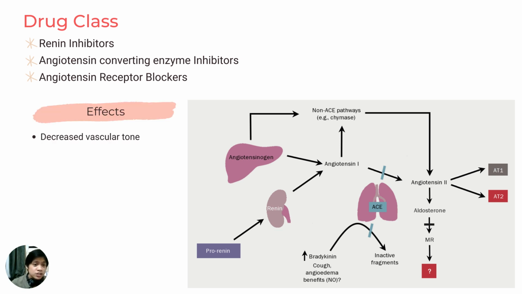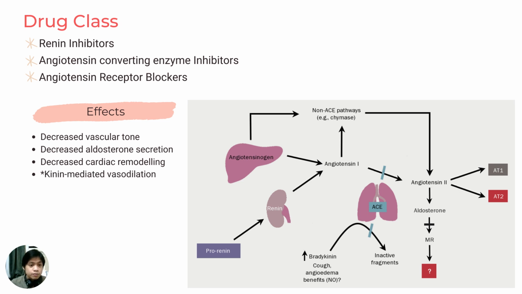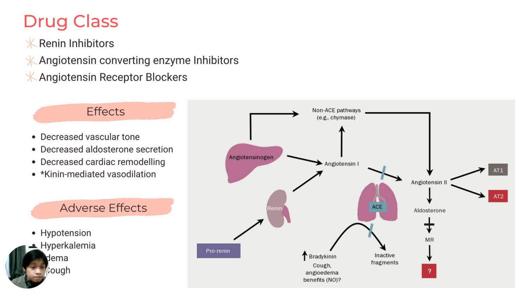Okay, so the effects of these agents: decreased vascular tone, decreased aldosterone secretion, decreased cardiac remodeling, and kinin-mediated vasodilation. Remember, when you block ACE, you increase the levels of bradykinin, which are vasodilatory. Okay? Adverse effects, of course, an augmentation effect of the inhibitors of RAAS would be hypotension. If you give too much, then you won't have vasoconstriction. Therefore, you can experience hypotension.